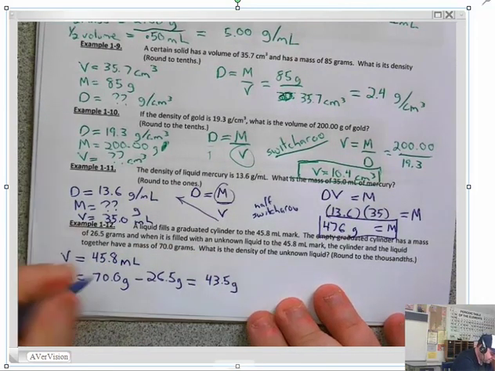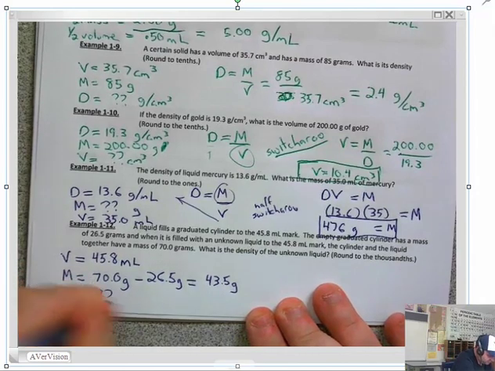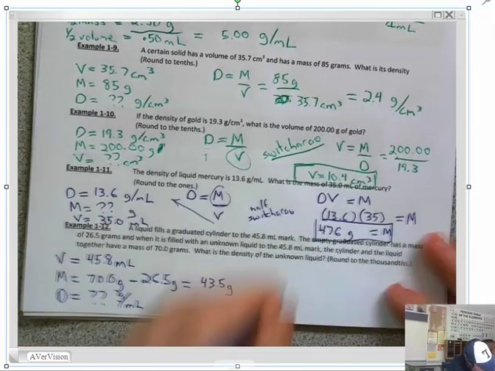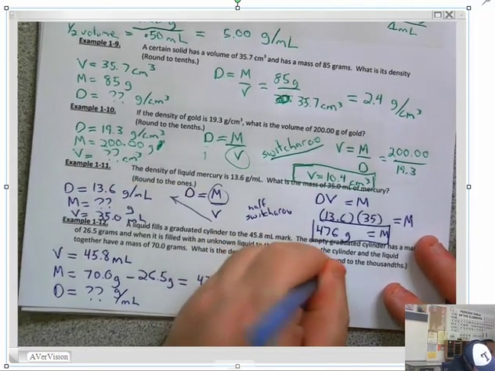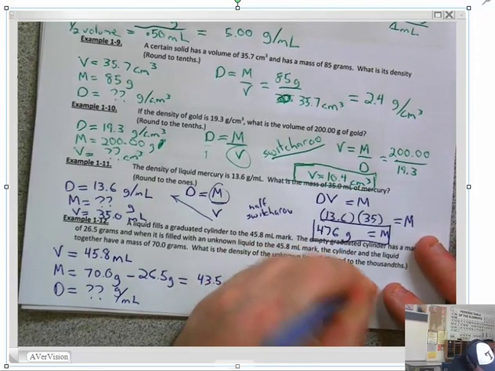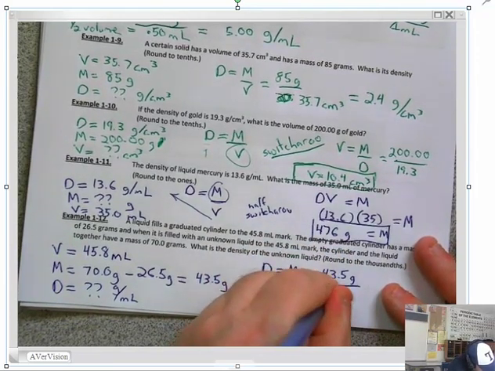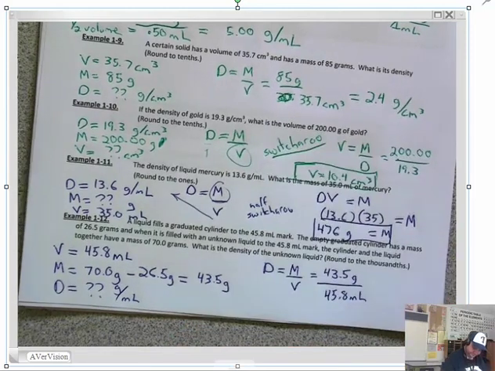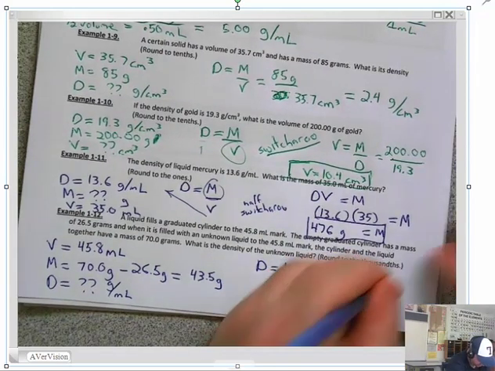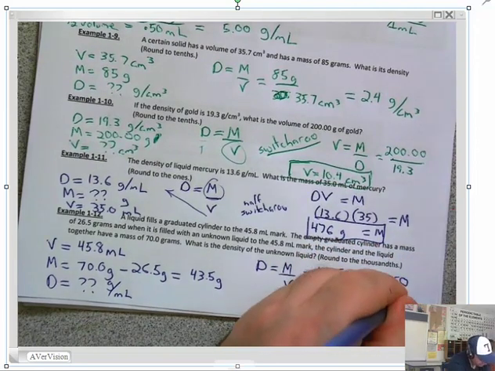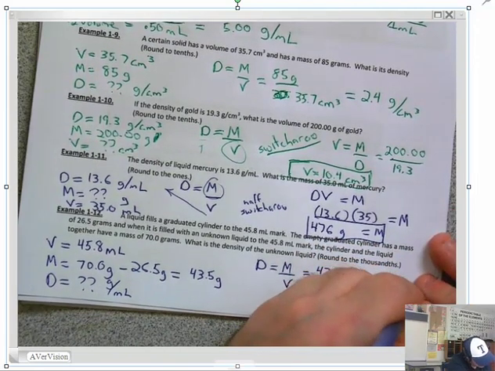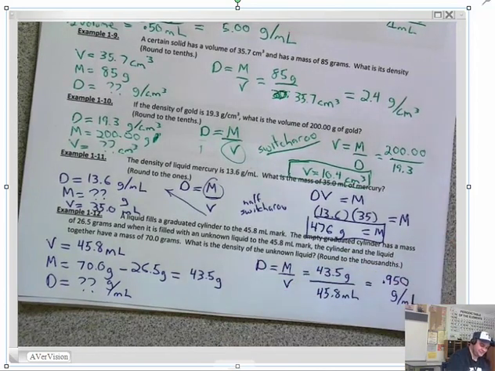What is the density of the unknown liquid? We're looking for the density, which will come out in grams per milliliter. Density is equal to mass over volume, which is equal to 43.5 grams over 45.8 milliliters. This rounds to the thousandths place, so we will round to the thousandths place, which is 0.950. Zero is very important. It tells me the measurement is precise and on the line. But the density will be 0.950.